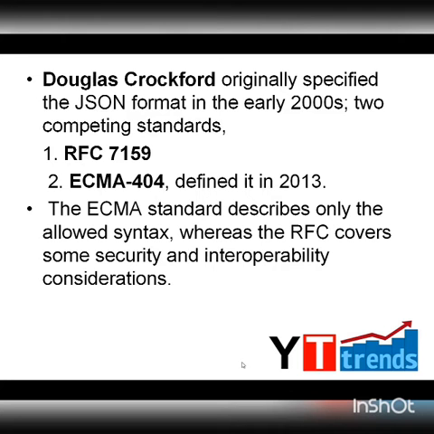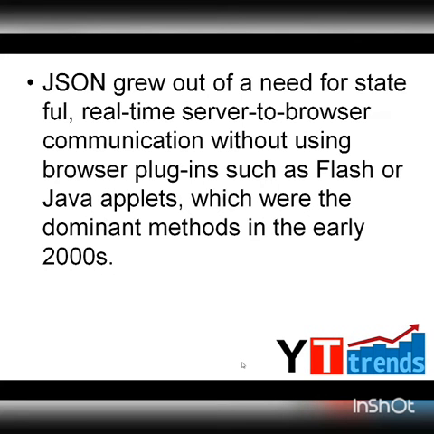Douglas Crockford originally specified the JSON format in the early 2000s. Two competing standards exist: first is RFC 7159 and second is ECMA-404. Defined in 2013, the ECMA standard describes only the allowed syntax, whereas the RFC covers some security and interoperability considerations.